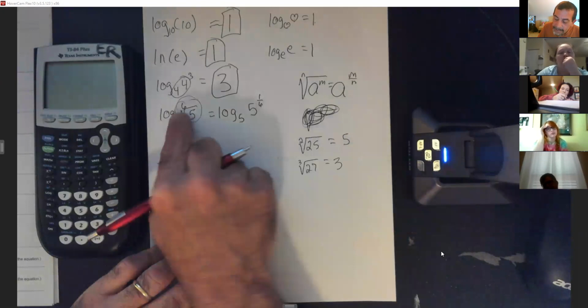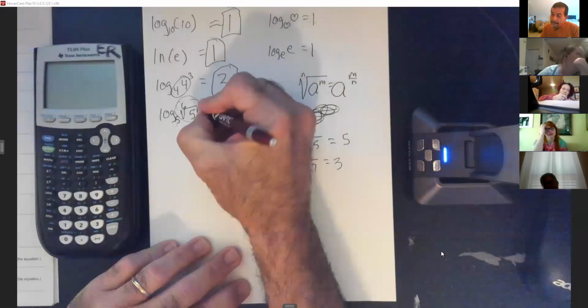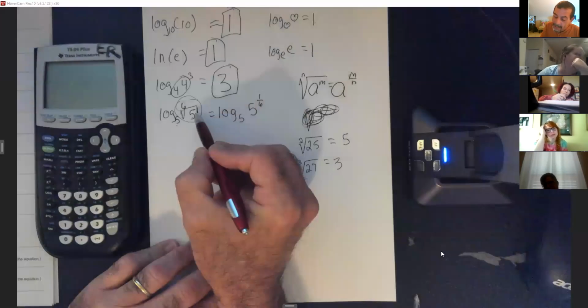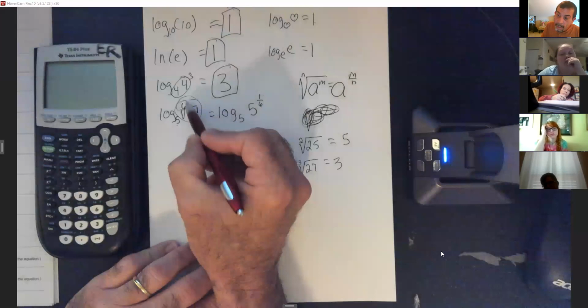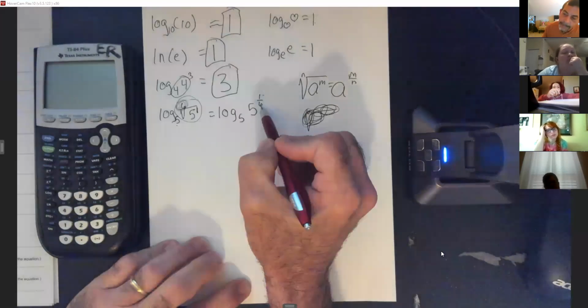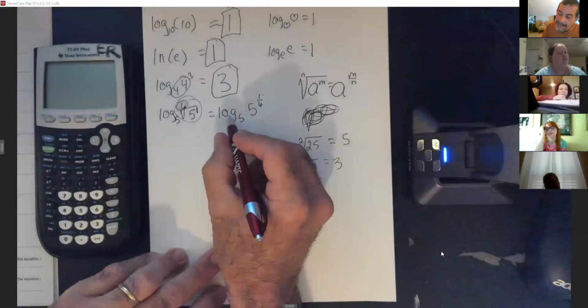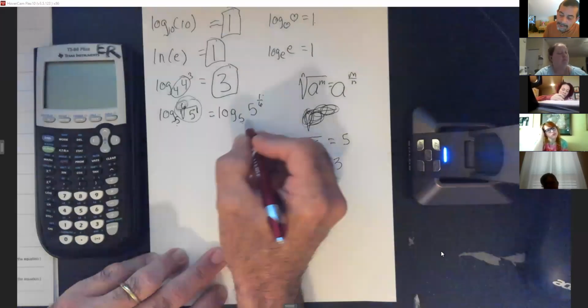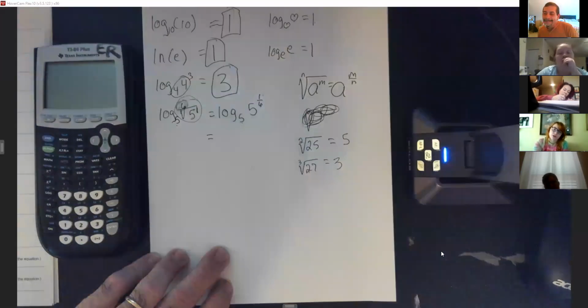And since there wasn't an exponent on the 5, I would treat it like a 1, so that when you rewrite them, the exponents are on top, and these roots or indexes always go to the bottom. But now look what I got. I got log base 5 of 5 to the 1/6. What's my answer? 1/6. There you go.